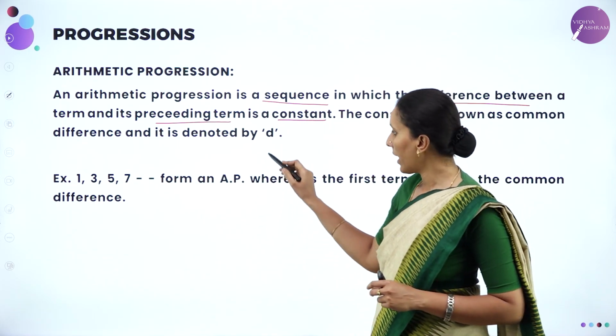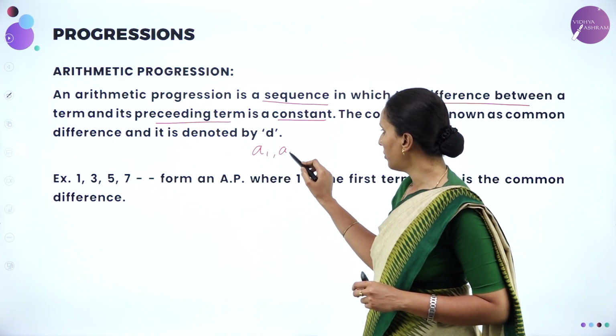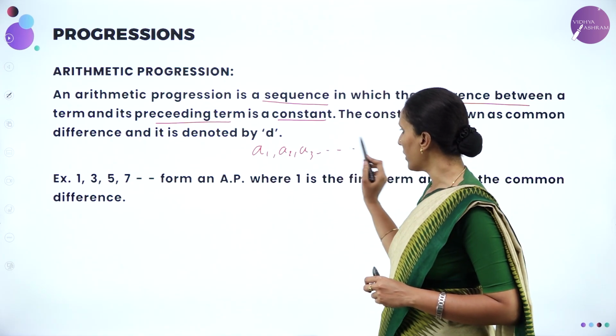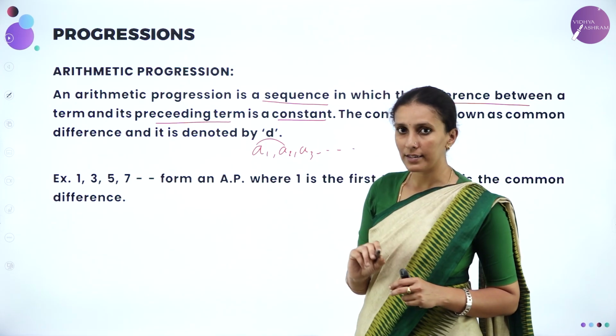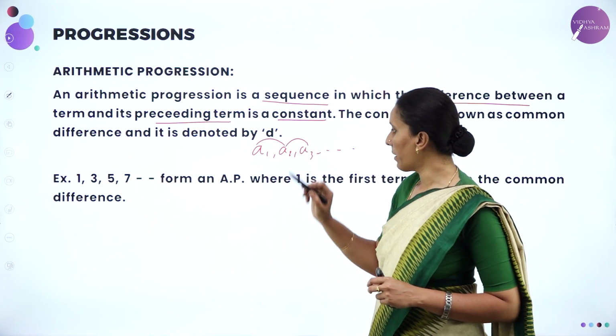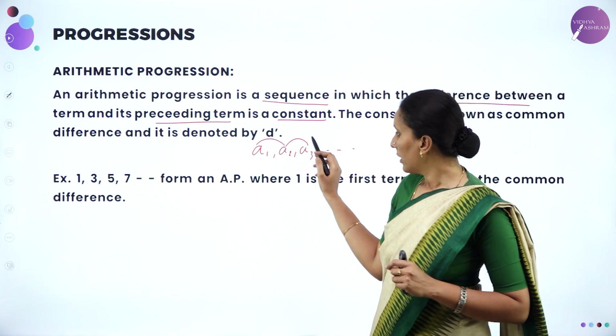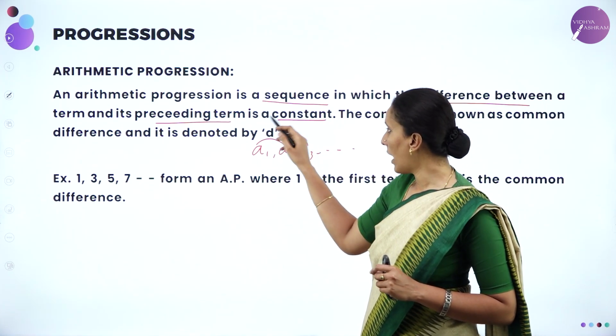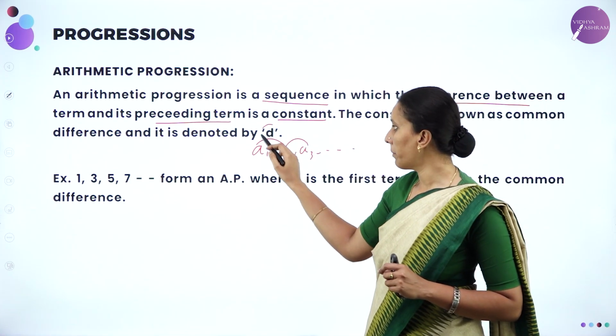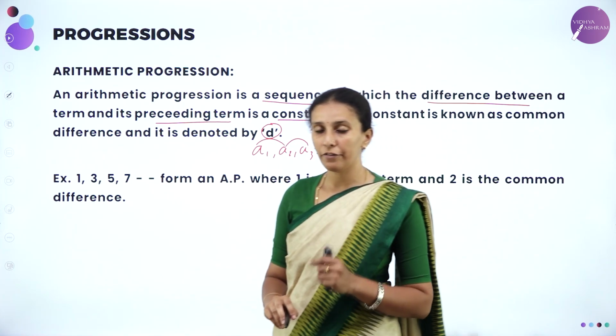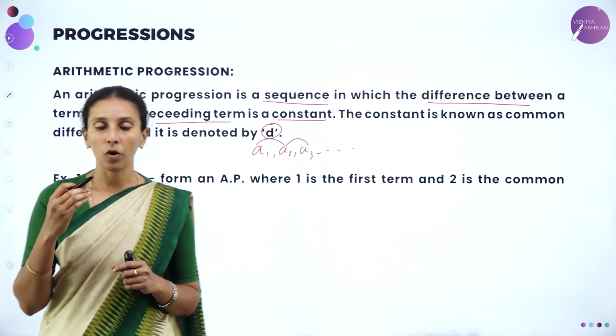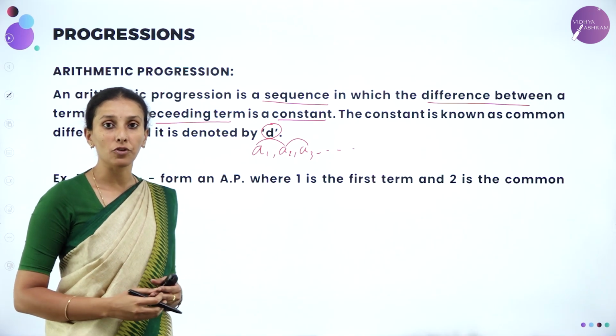Now if you take A1, A2, A3 as a sequence, the difference A2 minus A1 will be the same as A3 minus A2. So the number and its preceding term will have a constant difference, and that is denoted by D, and it is called the common difference. Now here I have taken an example of 1, 3, 5, 7. It's a sequence of odd numbers.